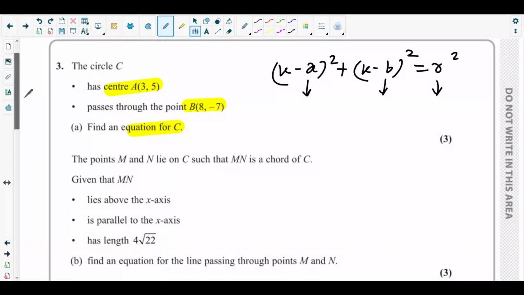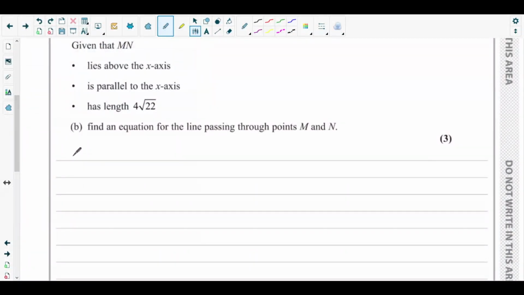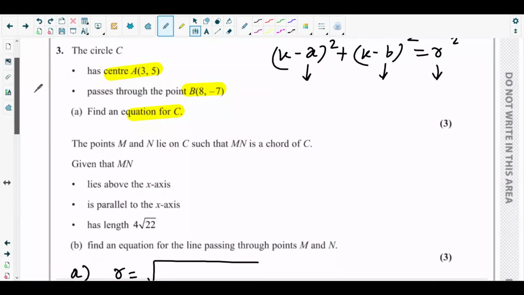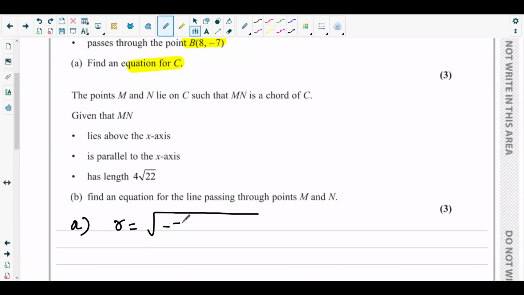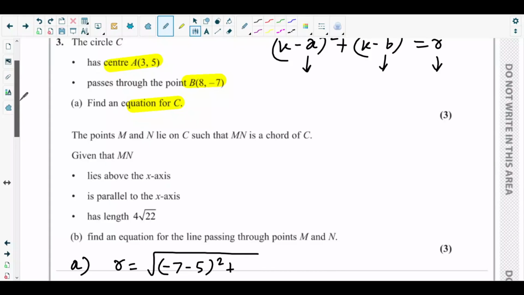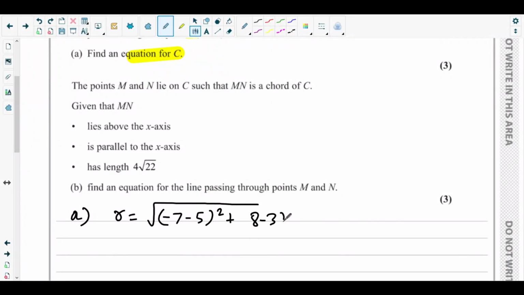For the radius, since they have given that the circle C passes through point B, that means the distance between the center and that point on the circumference is the radius. Point B lies on the circumference, so this distance is the radius. So let's find the value of r. r equals the square root of the distance between 2 points: (-7 - 5) whole squared plus (8 - 3) whole squared.